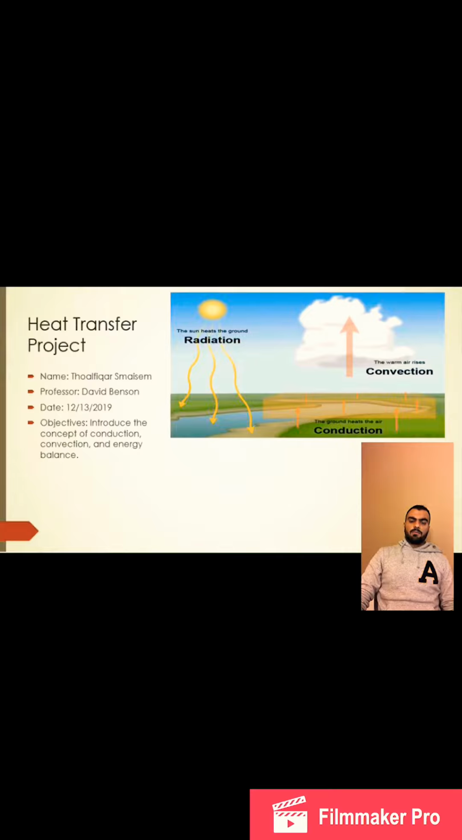Today I'm gonna introduce the concept of conduction, convection, energy balance, control volume, and control surface by solving a problem. But before we start solving the problem, I just want to mention a few things.